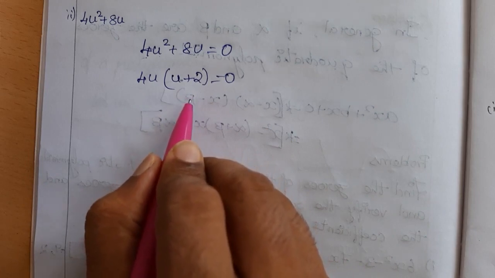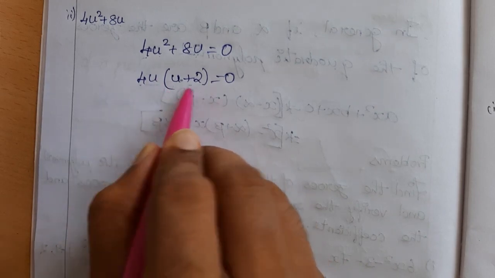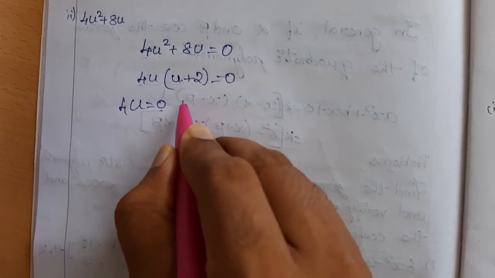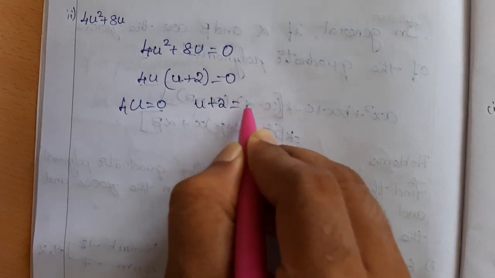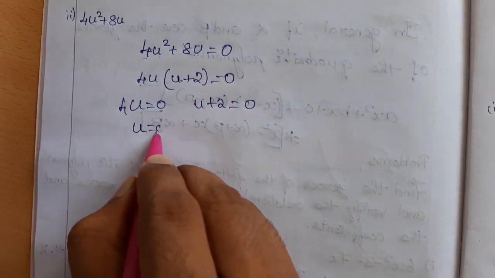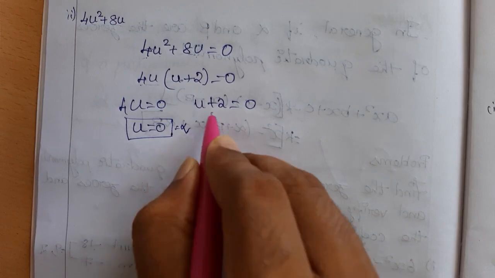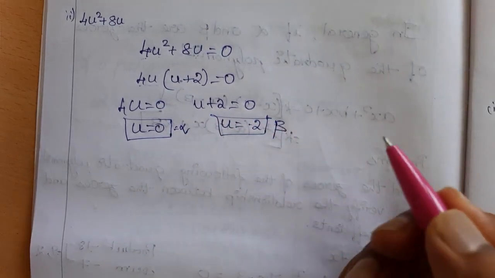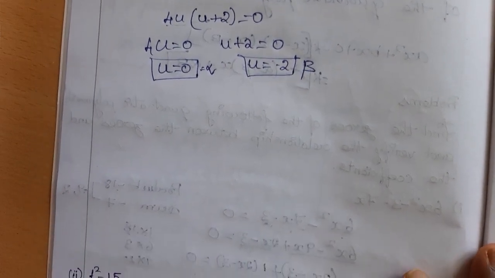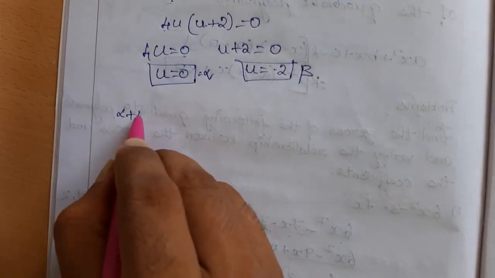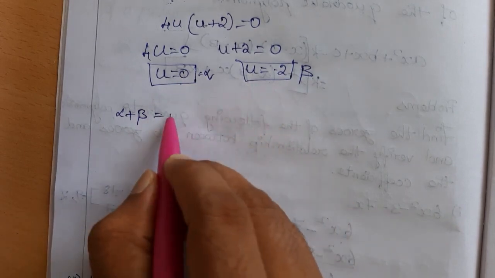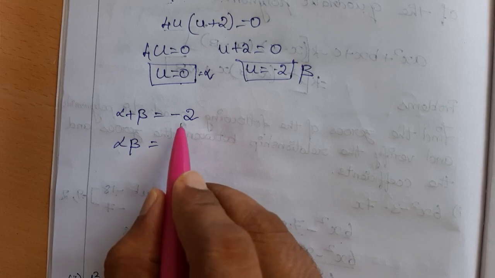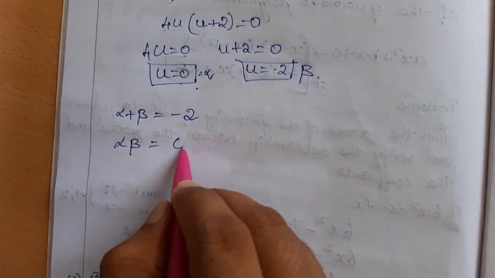Clear? Now we can conclude either the first product has to be 0 or the next product has to be 0. Let me consider 4u is equal to 0, and the next is u plus 2 is equal to 0. If 4u is equal to 0, then u is equal to 0, that we call alpha, and if u plus 2 is equal to 0, then u has to be -2, that we consider as beta. Now we will verify both. So alpha plus beta is equal to 0 plus -2, which is -2. Alpha into beta is 0 into -2, which is 0.